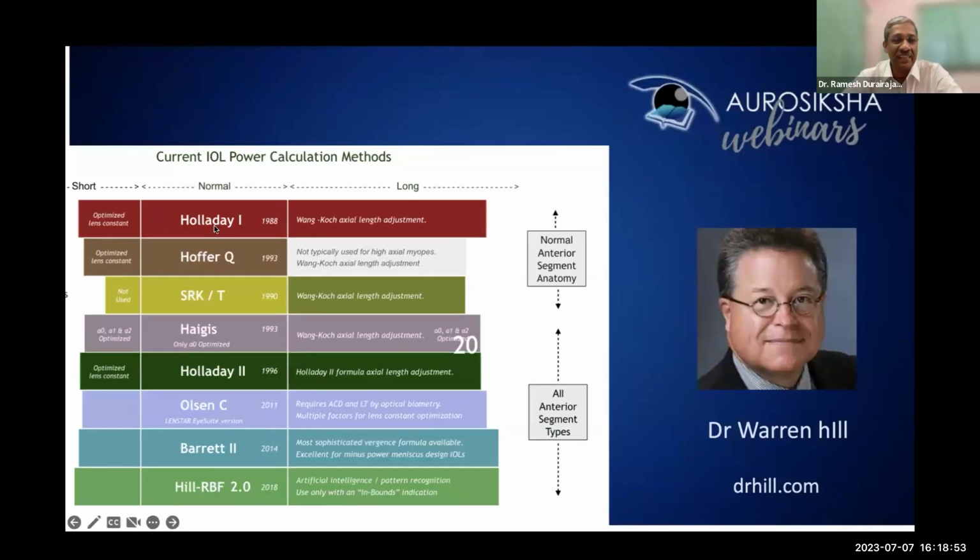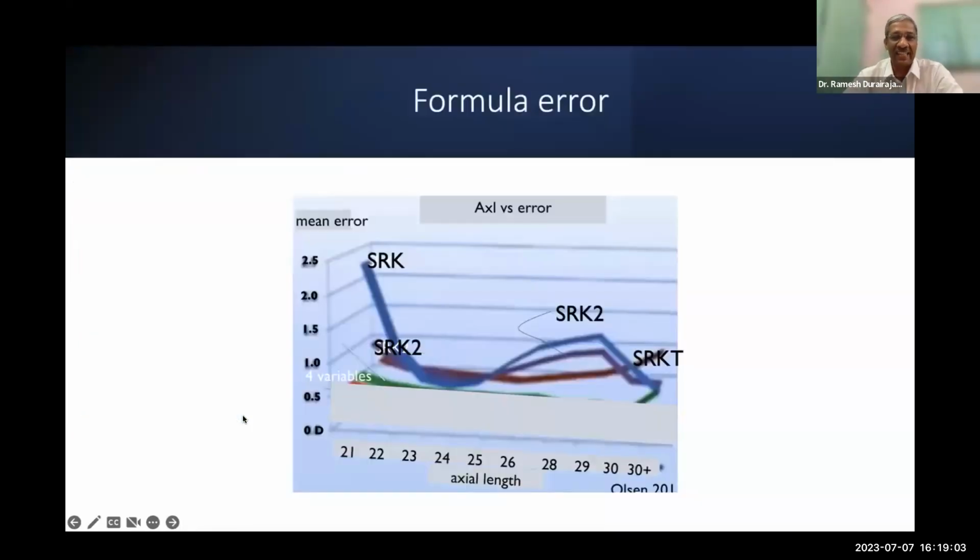So there are these older formulas that we use. They're very good. And there are also newer formulas which are multivariable, which go beyond just K reading and axial length. Now, what's the need for new formulas? We have something called the formula error. What is a formula error? No formula is perfect. In the older formulas, generally, you have an error outside the normal range. In a person with an axial length of 22 or 23, any formula will give good results. But when you have short eyes, the original SRK formula gave an error of 2.5 diopters.